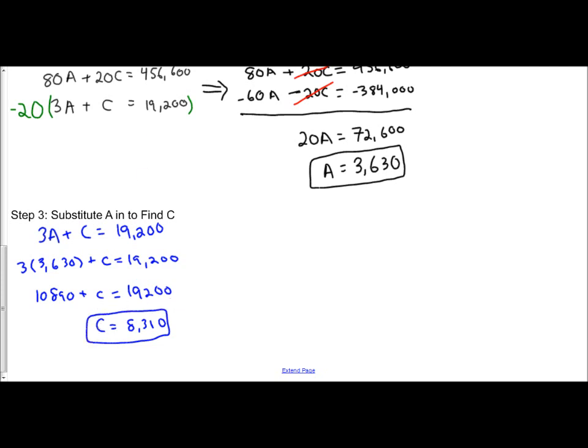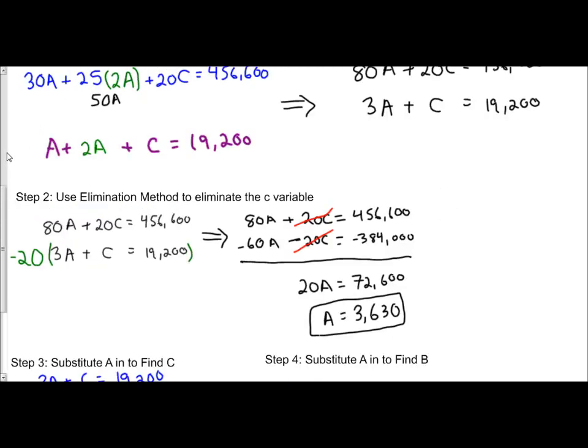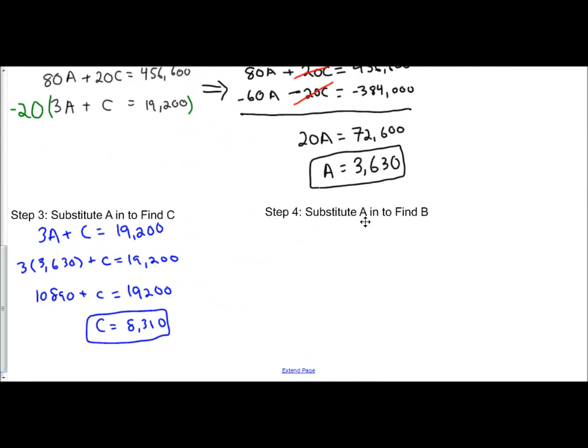And then step 4 is to substitute A in to find B. Because if we take a look, our third equation was, hey, your B value is twice your A. And so now that I know A as being 3,630, we said our B value is going to be twice that A. So I can just take A again and plug it in. So the number of section B seats is twice 3,630. So your number of section B seats is 7,260.